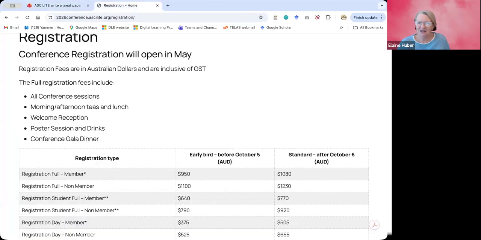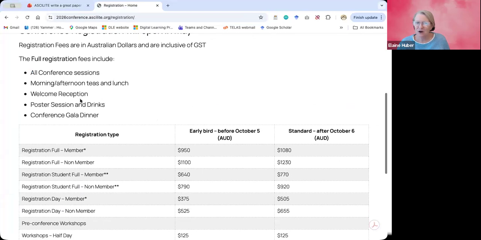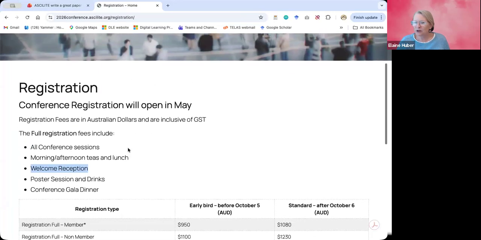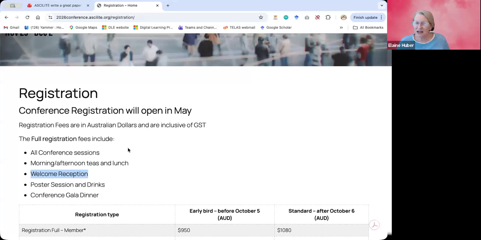And then the other thing, for those of you who might be new and you're not sure about how ASCILITE functions, we have a welcome reception that's included in the price of your registration, and that is on the Sunday night. For people flying in on Sunday, we do optional workshops on the Sunday that you can register for, and then we have a welcome reception around 5:30 p.m. for a couple of hours. We do drinks and canapes, and that's all included as well.